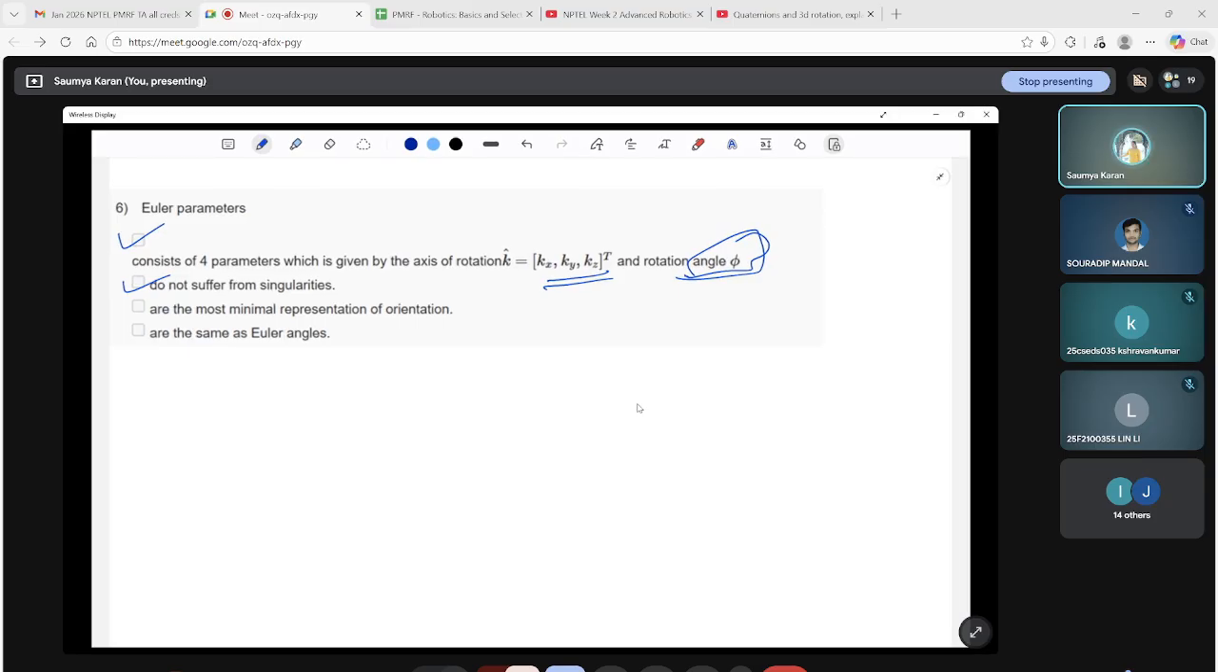So I hope these are clear. These are not the minimal representation, right? Because in Euler angles, we just have 3 and that is the minimal representation. So Euler parameters or quaternions use 4 parameters, avoid singularities, but are not minimal, and they're definitely not Euler angles.